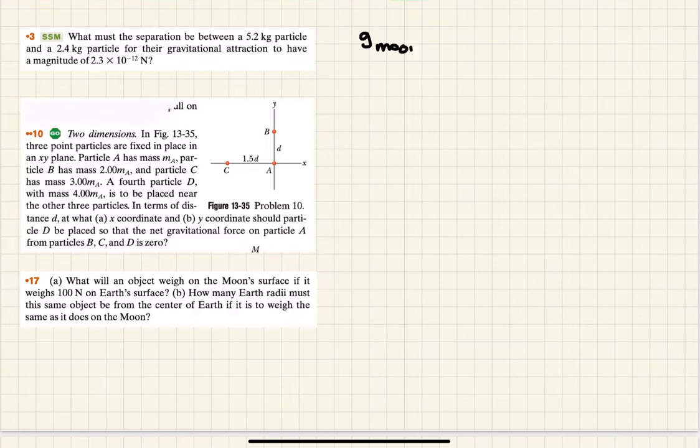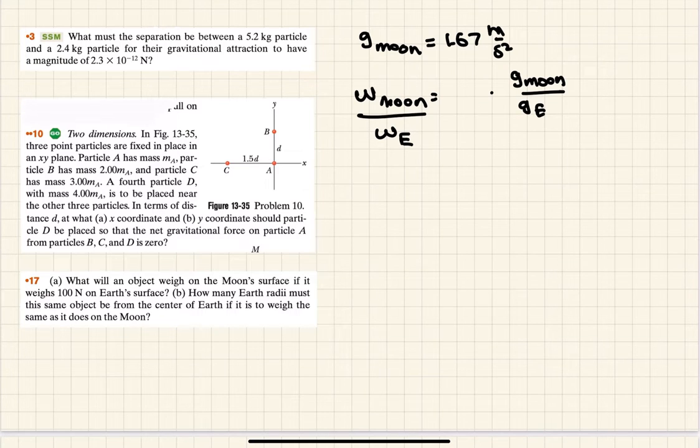We're going to get the g value on the moon is equal to 1.67 meters per second squared. And so the weight on the moon is going to be equal to the weight on the Earth times the gravitational attraction on the moon over the gravitational attraction on Earth. That's also a formula you should probably know. It just means that the proportion is like this. The weight and the gravitational attraction are proportional to each other. And so if you just rearrange it, you're going to get this.